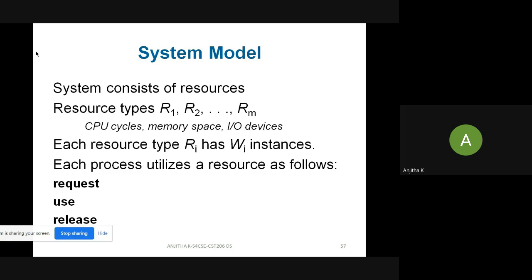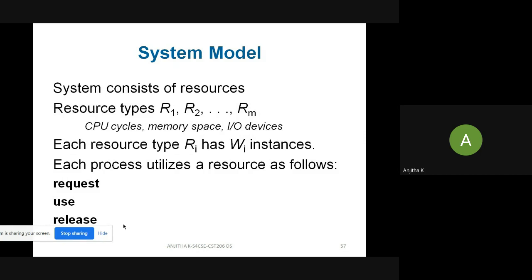So each process will require the resource. Each process will access resources, and it consists of the following sequence. There are 3 stages for a process to access a resource: first is request, then use the resource, then release the resource. This we have discussed already. What is request? Request means the process will request the resource. If the request cannot be granted, then that process will go to the waiting state. Otherwise it can access the resource.